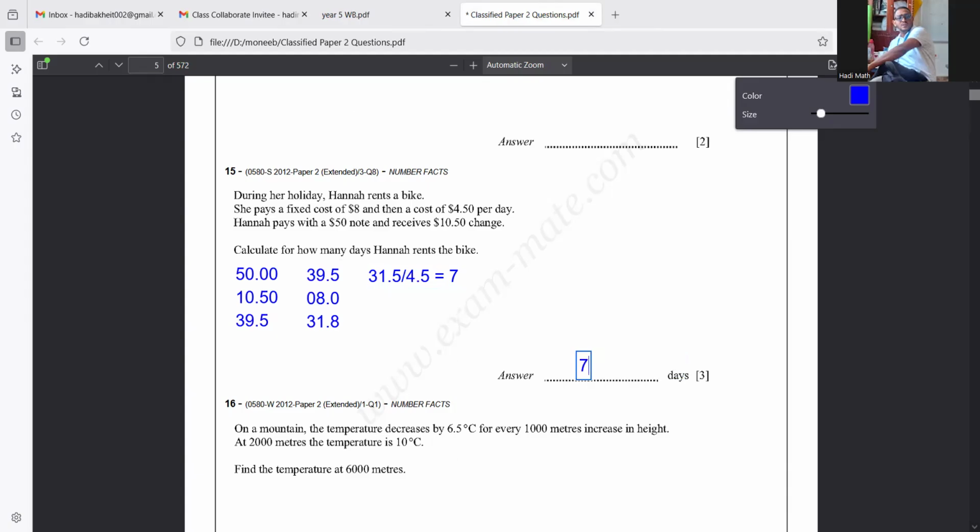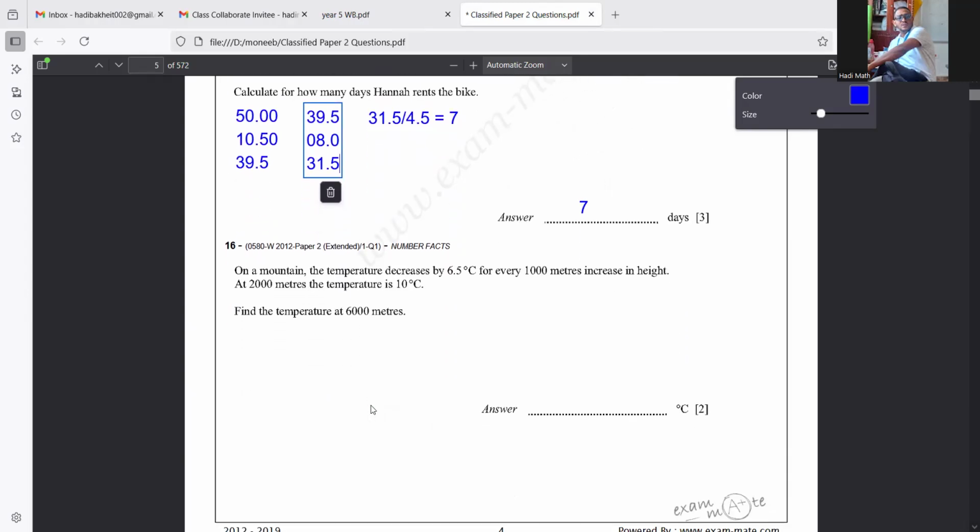So don't forget, we say she pays with a 50 note and she received 10.5 change. That doesn't mean she paid 50. She paid 50 minus the 10.5 she received. That means she paid 39.5. There is a fixed cost. You subtract the fixed cost first, which is 8. The rest is 31.5. Then you divide 31.5 by 4.5, and the result is 7. So she rented for 7 days. Let's go to the next question.